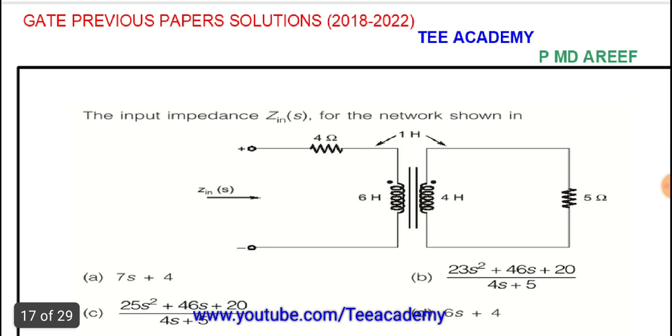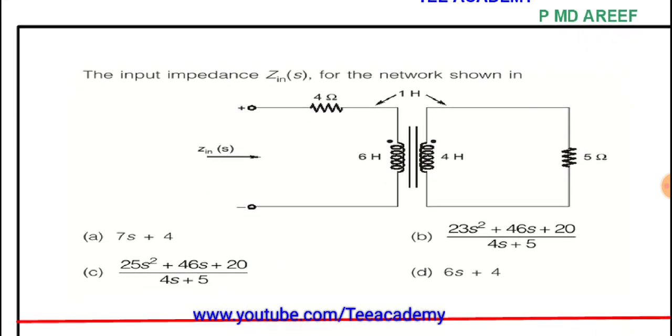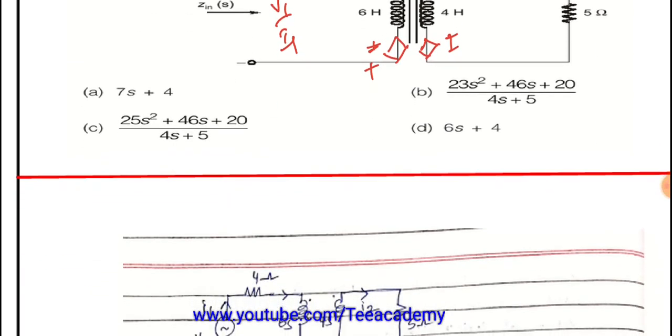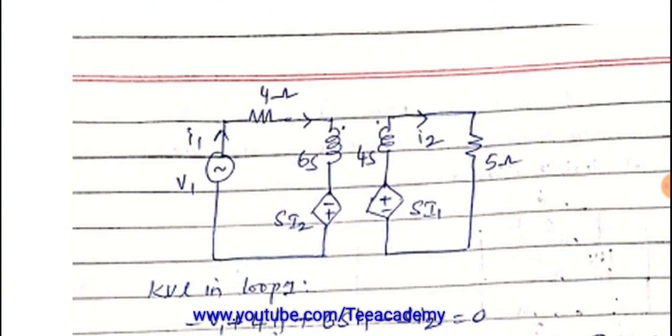The input impedance Z in of S for the network shown here. We need to find the value of the input impedance, which can be found with the help of V1 by I1. Here we have a magnetically coupled circuit with a dot convention. Current entering at the dotted terminal of one coil will produce an EMF positive on the other coil. Current leaving at the dotted terminal of one coil will produce opposite polarity, that means negative and positive polarity on the other coil. This is the concept from the dot convention, and from it we have drawn this diagram.